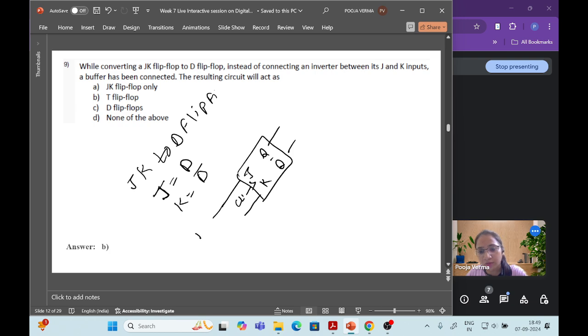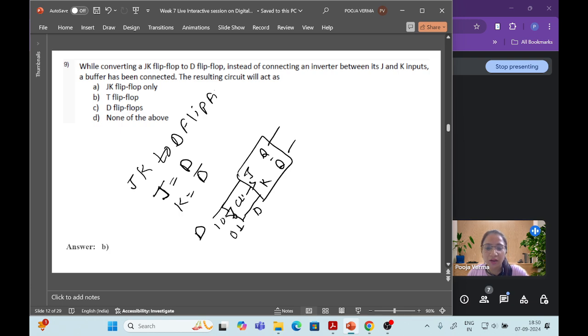So here it is given D. Here we need to convert using an inverter, so that J is equal to D and K is equal to D dash will come here. So they are saying that instead of connecting an inverter between the J and K inputs, a buffer has been connected. Inverter means when the input is 1, then it will produce 0, and when the input of the inverter is 0, then it will invert it to 1.